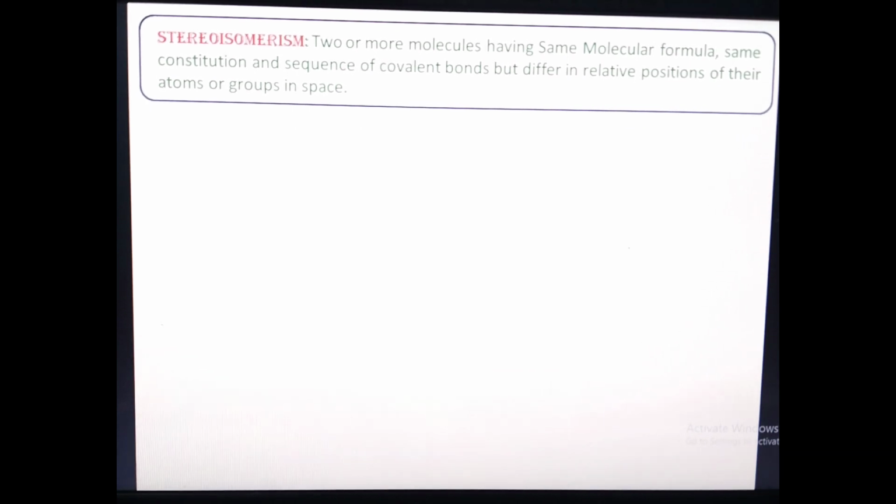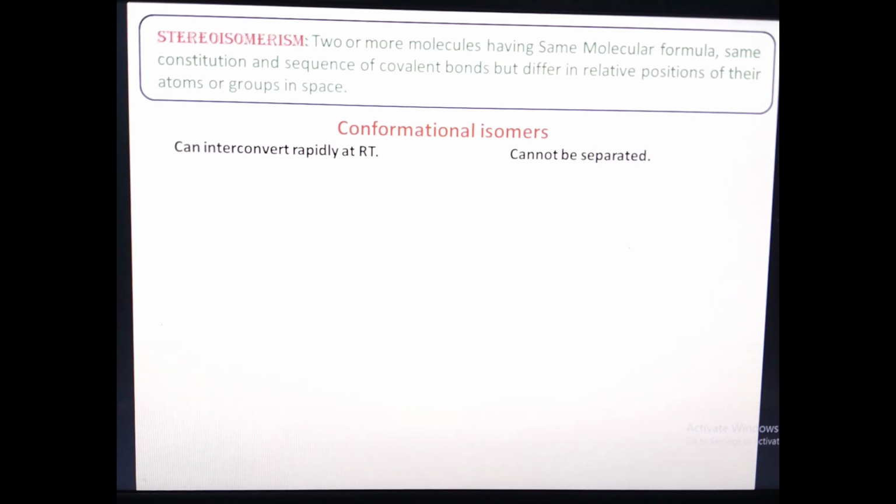One is conformational and the next one is configurational. First we shall discuss conformational isomers. What are conformational isomers? These isomers have the same molecular formula and the same structures, and they can be interconvertible. These types of molecules are also called conformers.